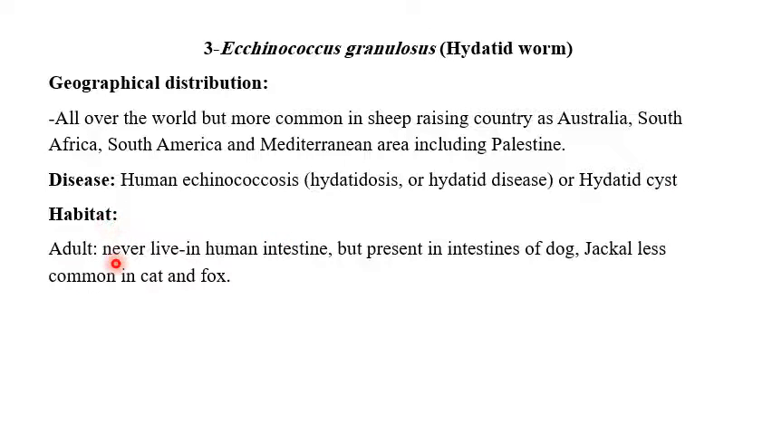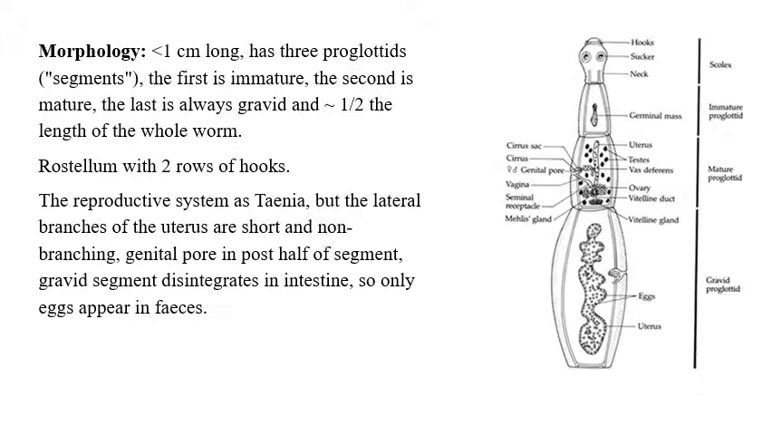Habitat: the adult never lives in a human intestine but is present in the intestines of dog, jackal, and less commonly cat and fox. Morphology: shorter than 1 centimeter long, has 3 proglottids or segments. The first is immature, the second is mature, the last is always gravid and has the length of the whole worm. As you see, scolex, this is the first segment, immature, mature segment, and this is the gravid segment. Rostellum with 2 rows of hooks.